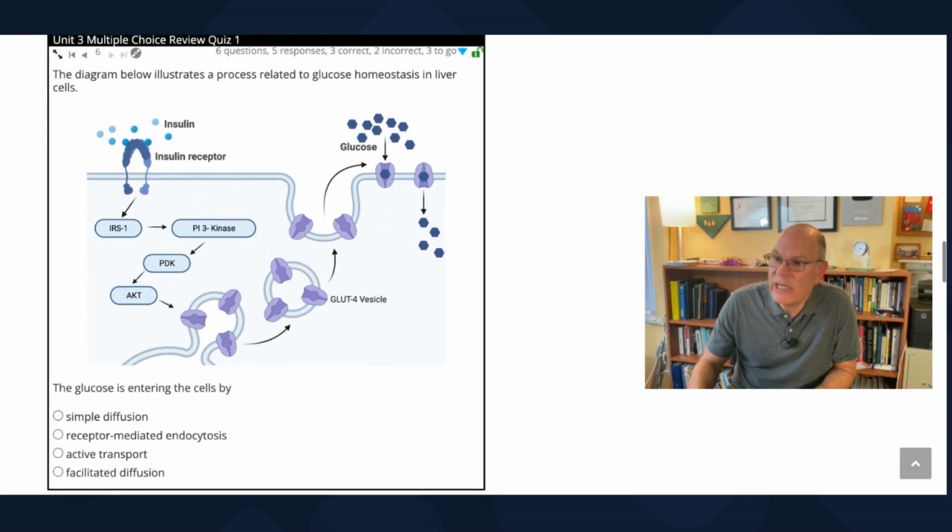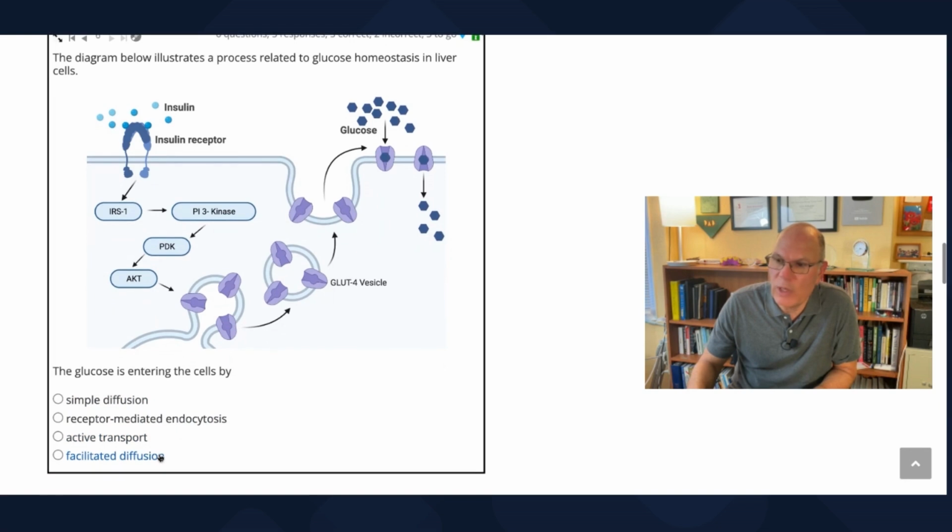The glucose is entering the cells by which process? The first is simple diffusion. And I guess what you need to know for this is that glucose is entering the cell. It's going from higher concentration to lower concentration, and it's going through this GLUT4 vesicle. So the glucose is entering the cells by simple diffusion is the first choice. Receptor-mediated endocytosis, that's the second choice. Active transport is the third choice, and facilitated diffusion is the fourth choice. What do you think it is?